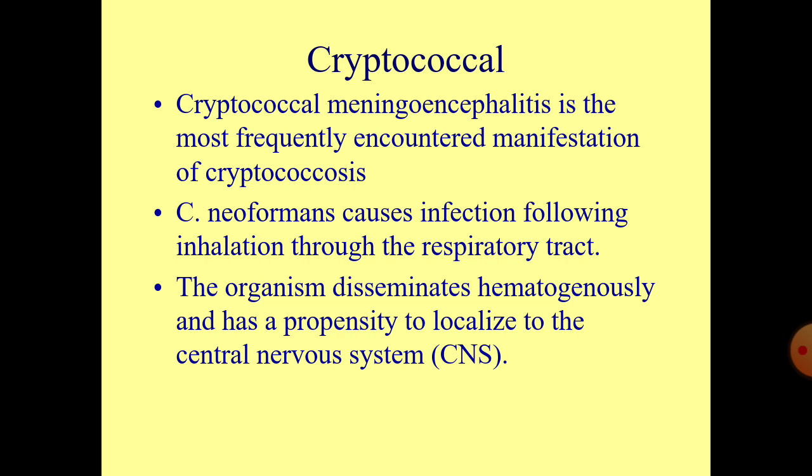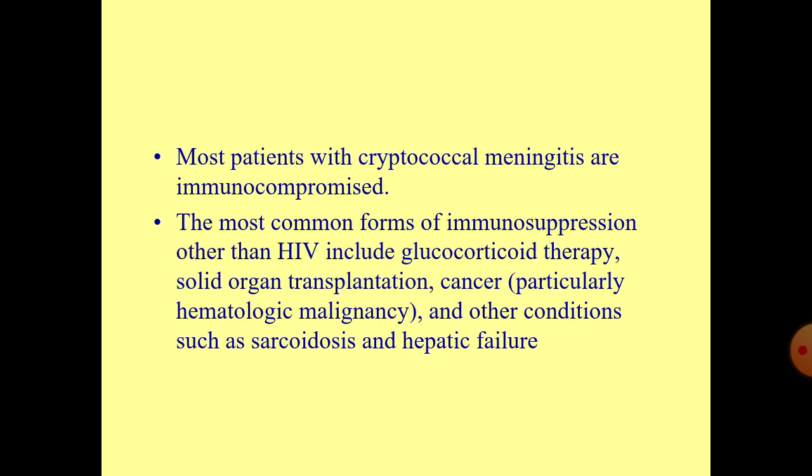But the most commonly involved organ is the brain, and these patients are usually immune compromised, especially those who have HIV and acquired immunodeficiency syndrome. So cryptococcal meningitis is more frequently encountered in these patients. As we said, we get the organism by inhalation, but it can be disseminated hematogenously, and it can involve different organs. Mainly it is the CNS, but the brain and skin can also be involved by the cryptococcal infection.